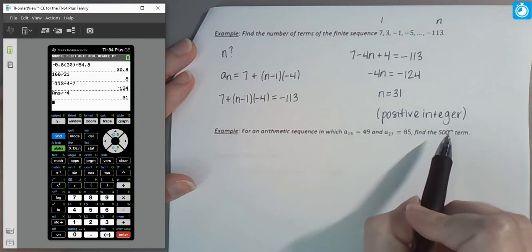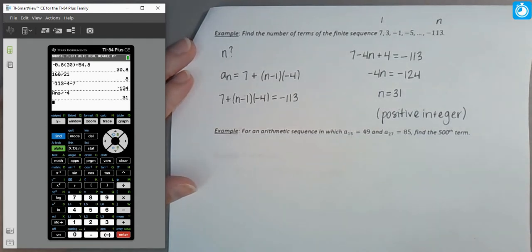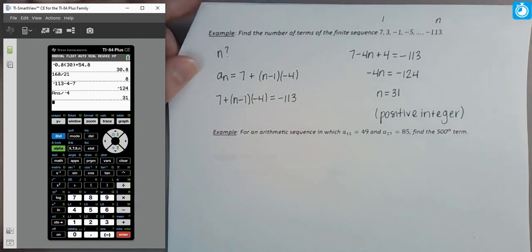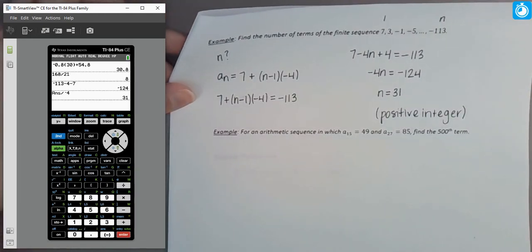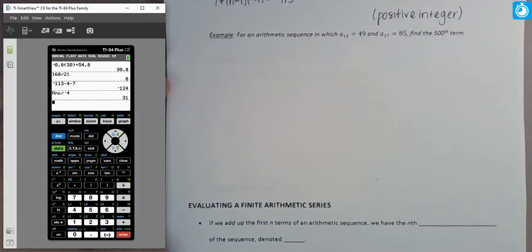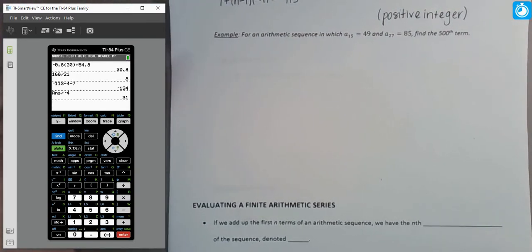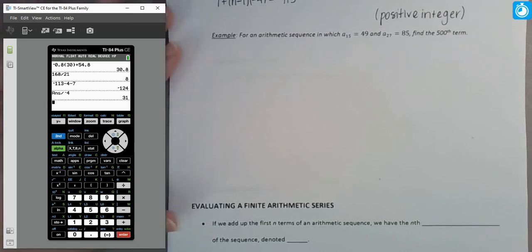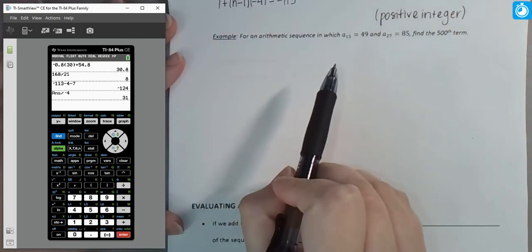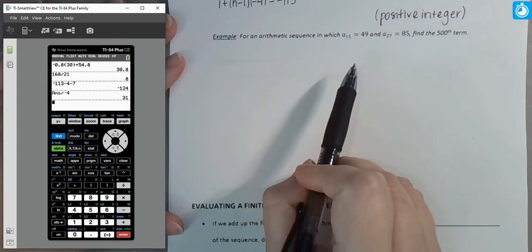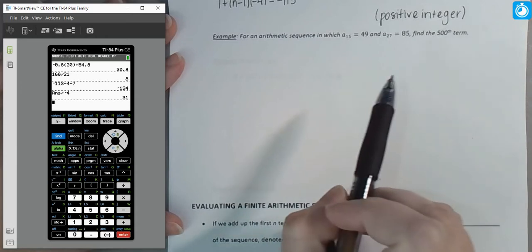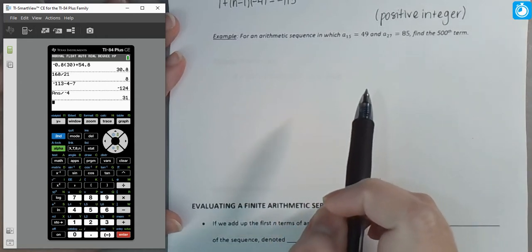Okay, let's try one additional problem. This one is kind of similar to the first one we worked, where we solved for the formula and then we found a term, but we've been given slightly different information. So this is going to combine the two that we've done in terms of how we structure our information. So we have an arithmetic sequence in which a sub 15 is 49 and a sub 27 is 85, and we want the 500th term in the sequence.